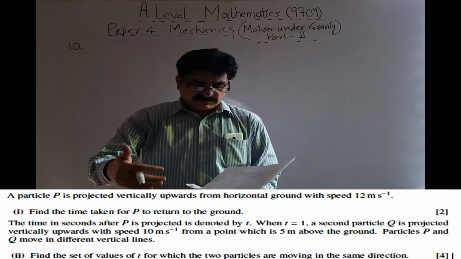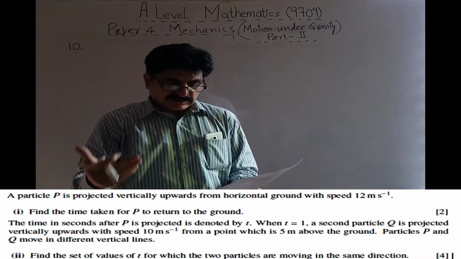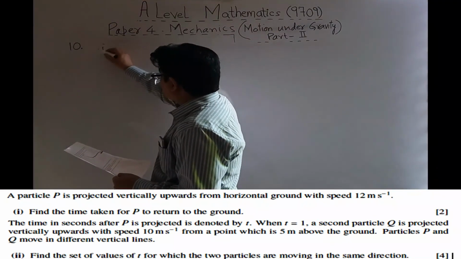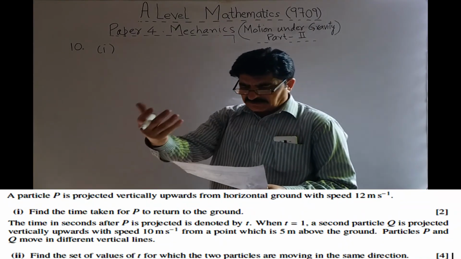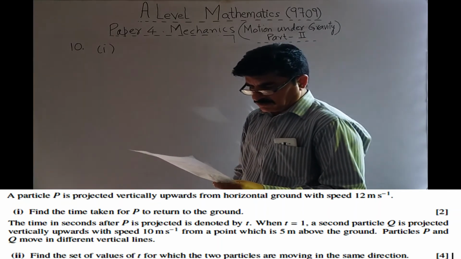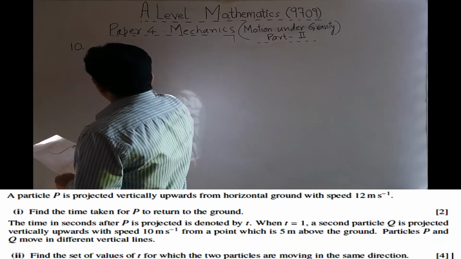There is similarity between this and the previous question, that again we have two particle motion. Q is projected 1 second later. Now first part, read the question. The first part, again initial velocities are given, for time taken for P to return to the ground. So the first part is related to P.